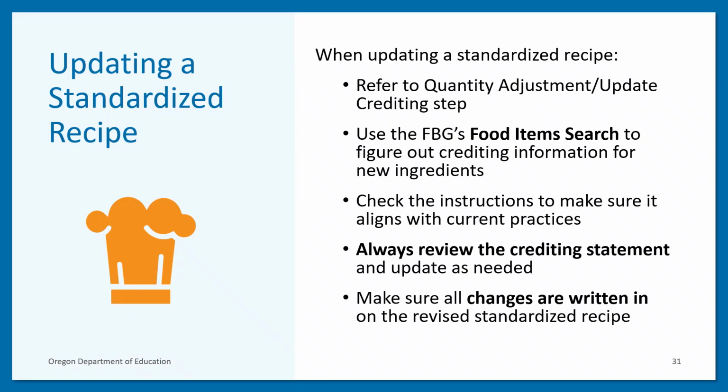There may be times when you want to update a standardized recipe. This may be a recipe that you standardized in your kitchen, or a Food Hero or Institute of Child Nutrition standardized recipe that isn't working out well for you. If you adjust a standardized recipe, especially for ingredients that credit towards the meal component, it's likely you will need to update crediting and go through that step all over again. Sometimes you may need to pull up the Food Buying Guide's food item search to search for crediting information if you are substituting out new ingredients.